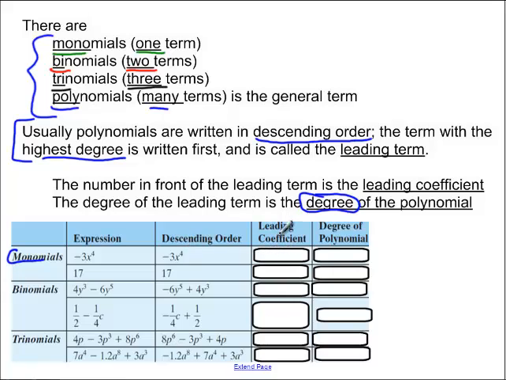The leading coefficient is the number that's on the leading term. What's the leading term? Well, we've only got one term. That would be negative 3, our leading coefficient. What's the degree of the polynomial?